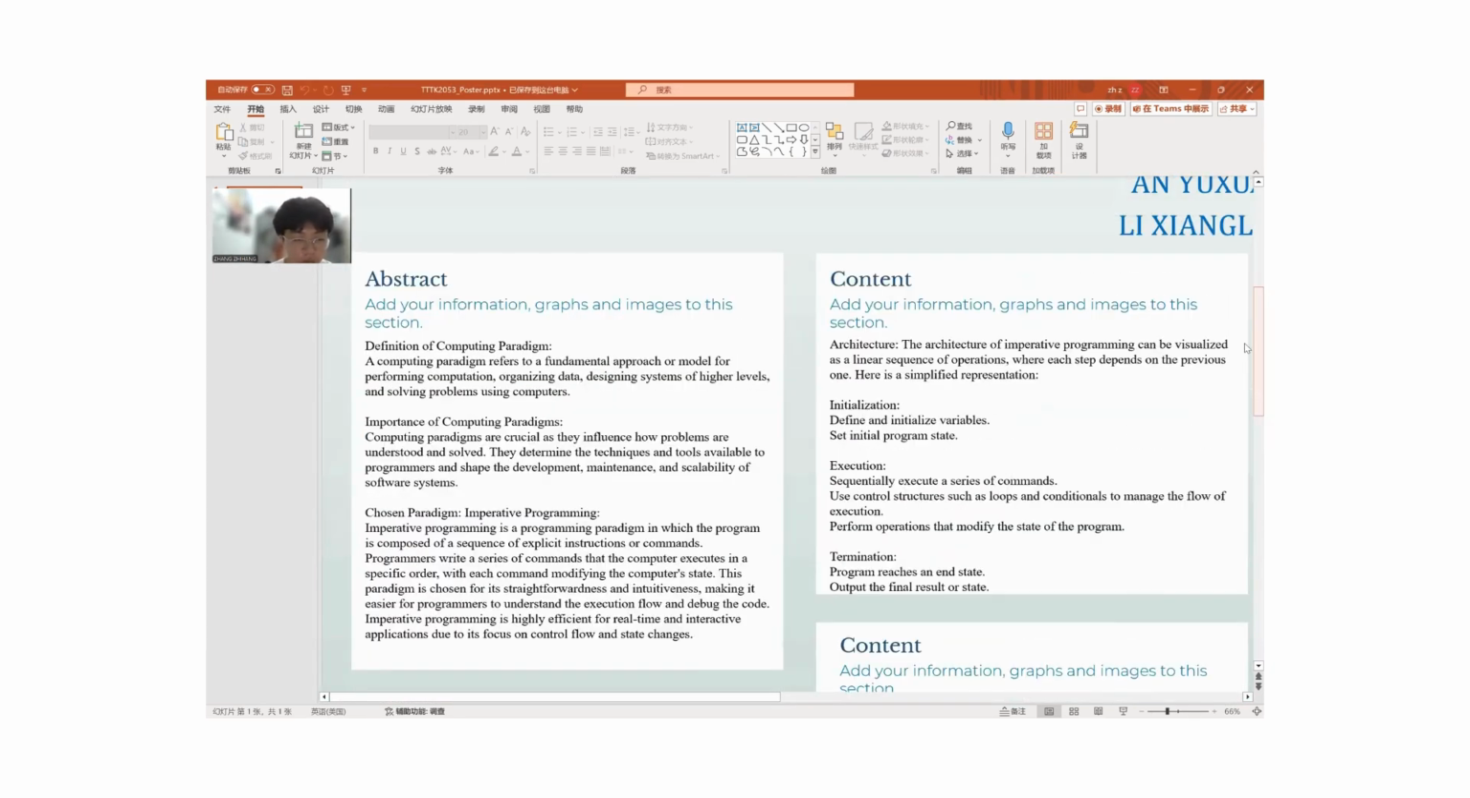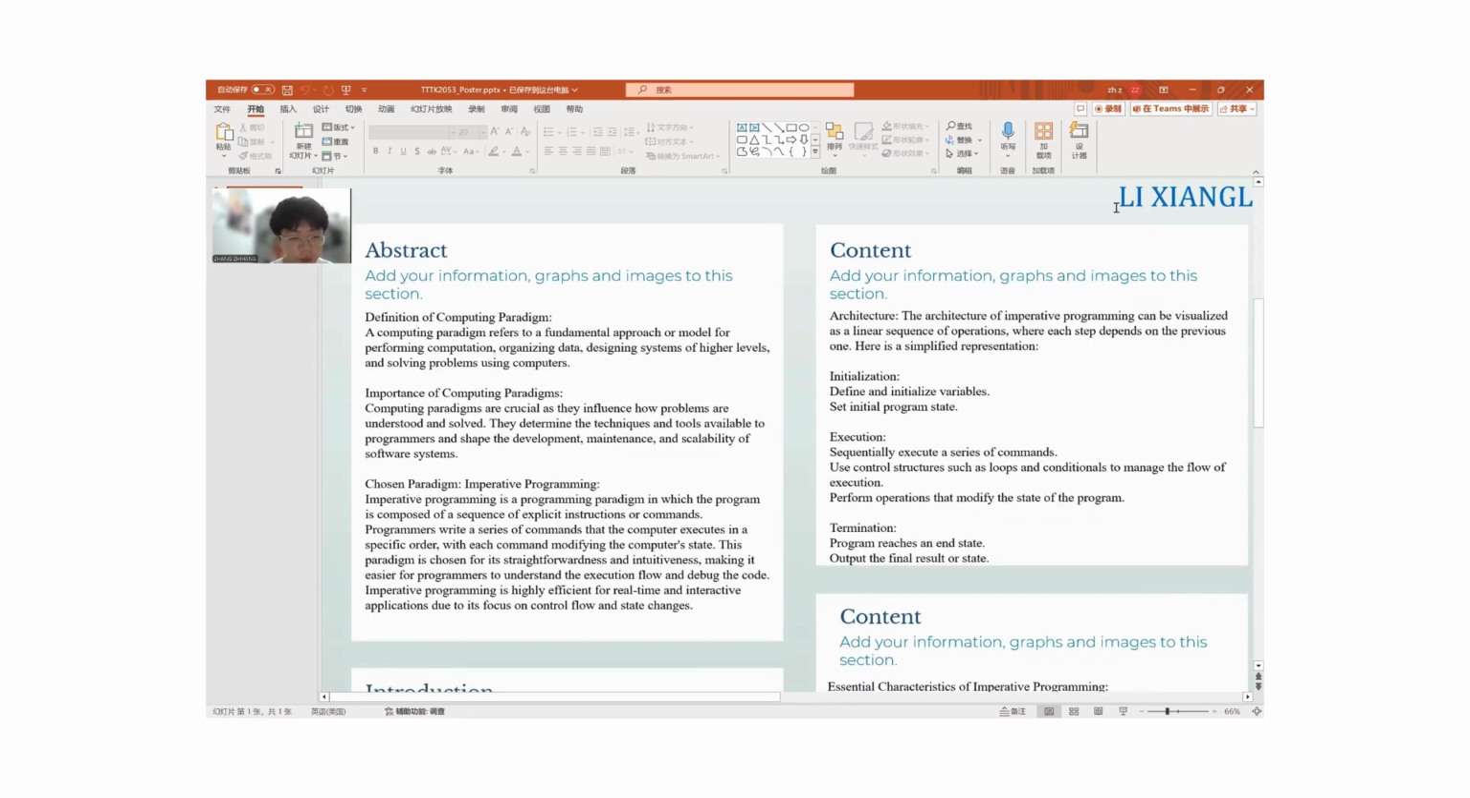Definition of computing paradigm. A computing paradigm refers to a fundamental approach or model for performing computation, organizing data, designing systems of higher levels, and solving problems using computers. Importance of computing paradigms. Computing paradigms are crucial as they influence how problems are understood and solved. They determine the techniques and tools available to programmers and shape the development, maintenance, and scalability of software systems.